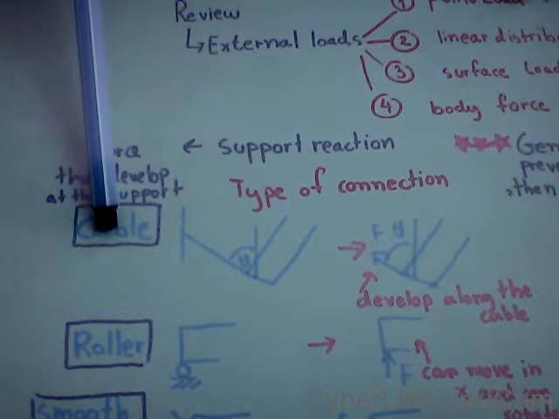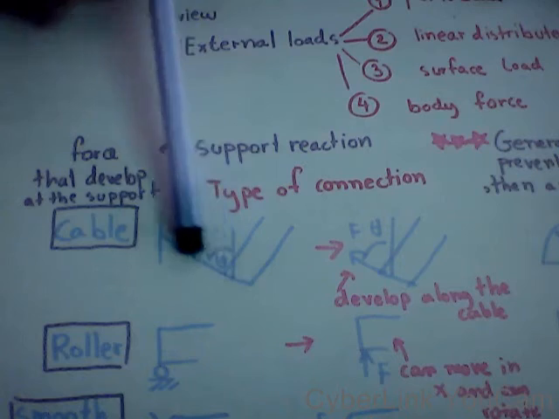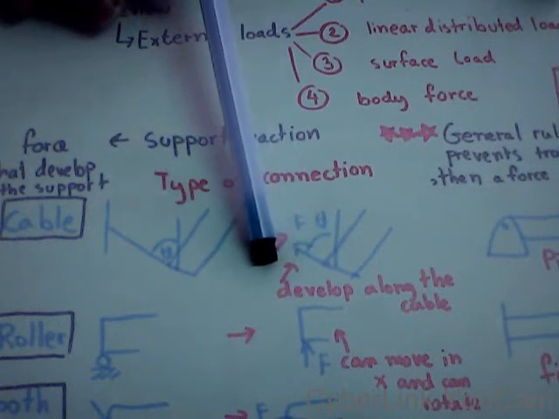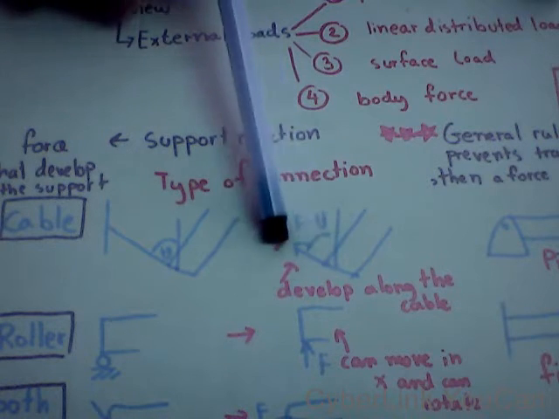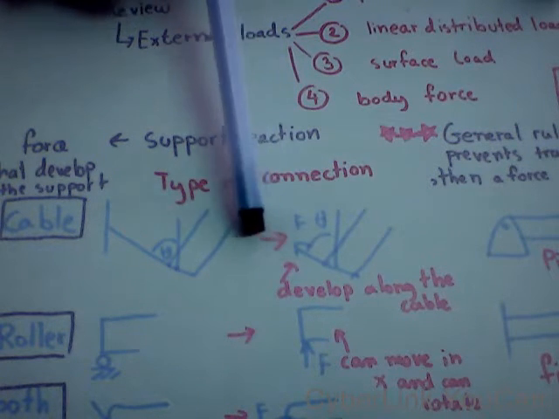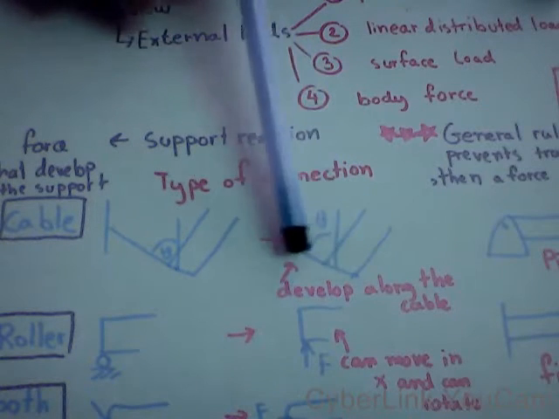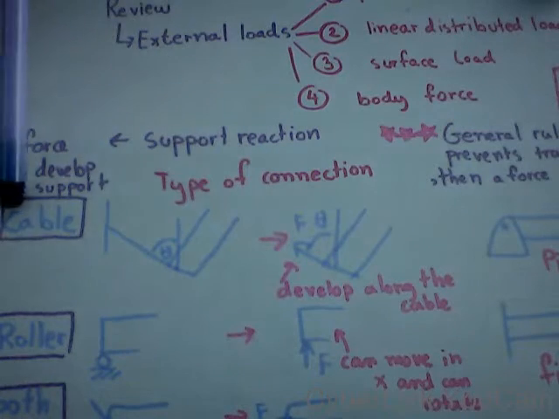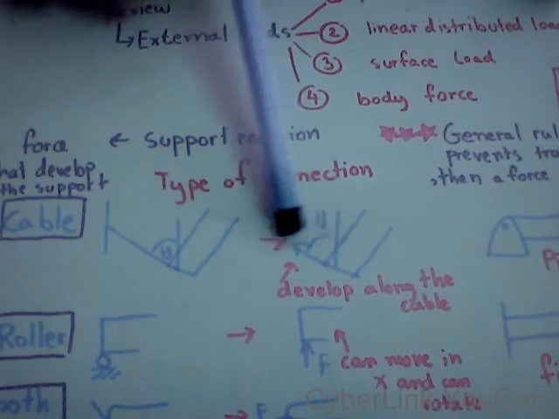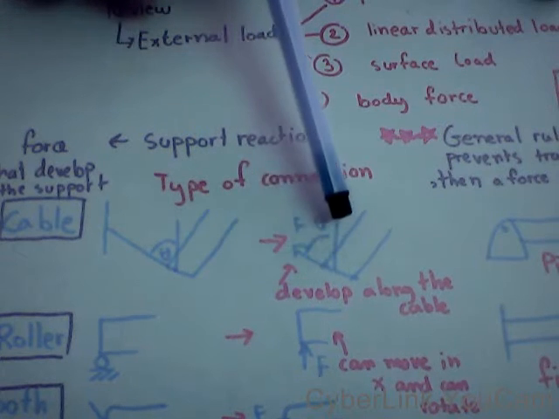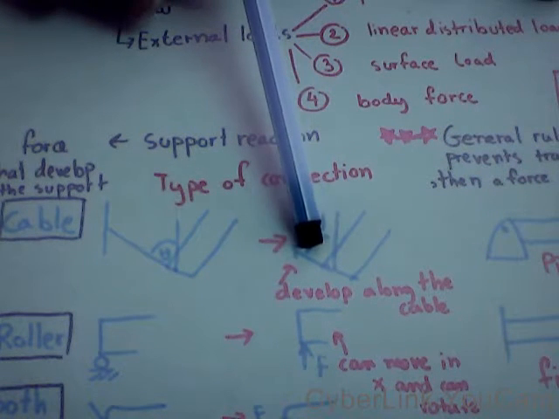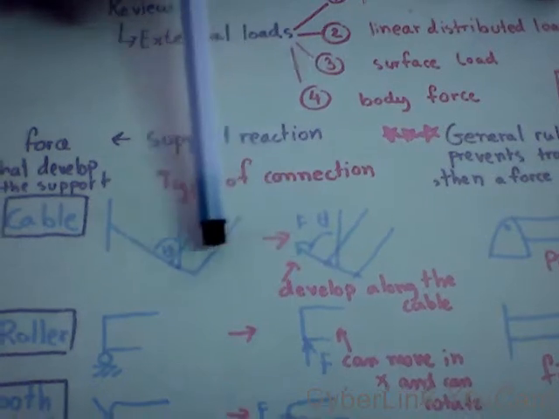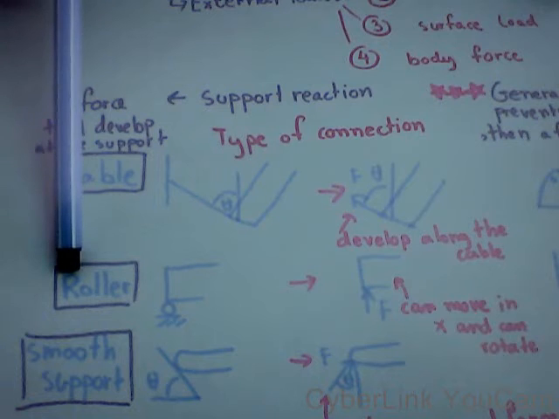Okay, first, cable. We have a cable here. If we cut the cable to find the force at the support, the force will be directed along the cable. So if we consider the support reactions, the force that applies on the cable is along the cable. The second one is roller.